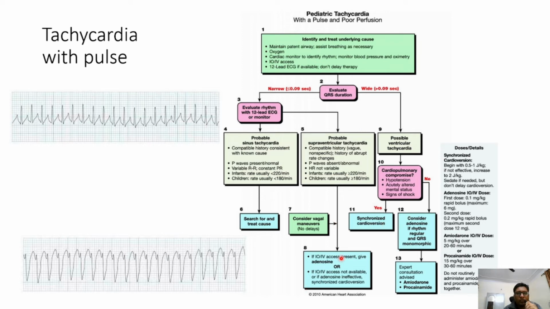But first you can try adenosine, which is the specific treatment for this, because it will cause a block at the junction. So that will take care of it.